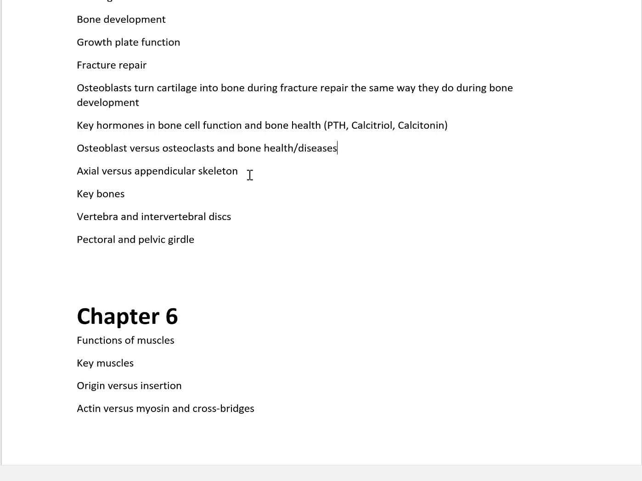So there are 7 cervical vertebrae. Those are the ones in your neck. Your cervical region is your neck. You have 12 thoracic vertebrae. Those are going to be the ones that have ribs attached to them. That's what your thoracic spine is. You have your 5 lumbar vertebrae.